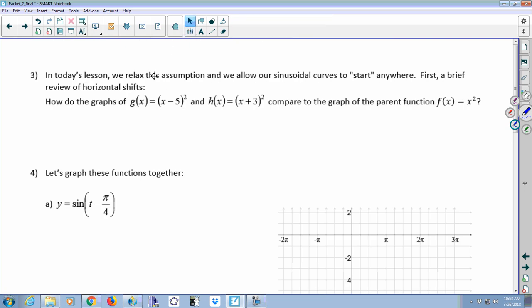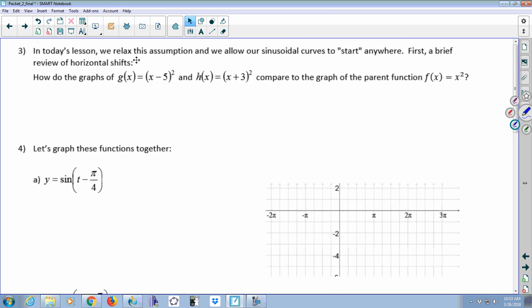So today's lesson, we're going to relax this assumption, and we're going to allow all of our sinusoidal curves to start anywhere, not along the y-axis. They can start anywhere along that x or t axis. So let's do a brief review, real brief, of horizontal shifts.